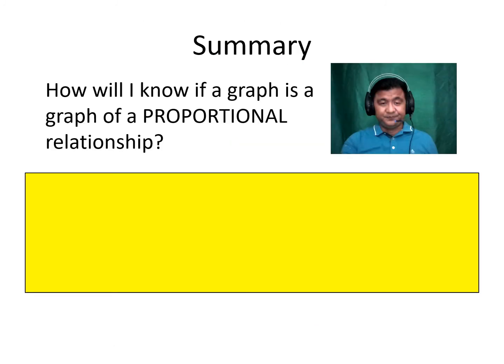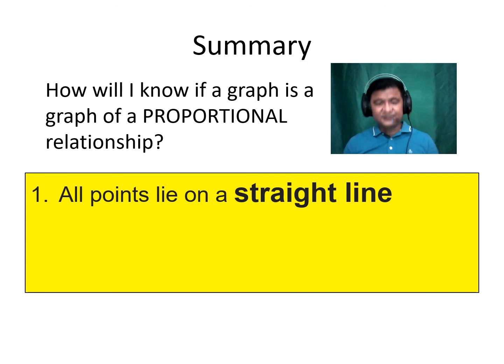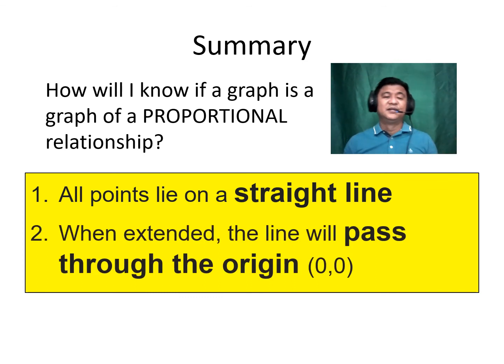See now? Now let's summarize. How will I know if a graph is a graph of a proportional relationship? Just by looking without actual numbers. Again, condition 1, say it. Yes, all points lie in a straight line. Condition 2, say it. Yes. You're right. When extended, the line should pass through the origin.